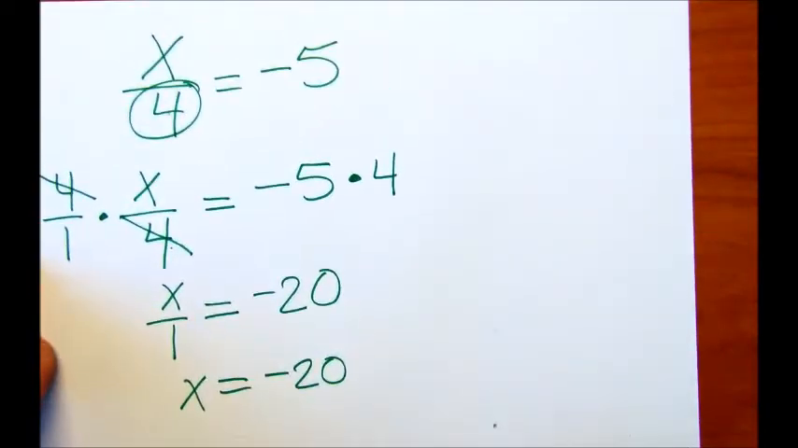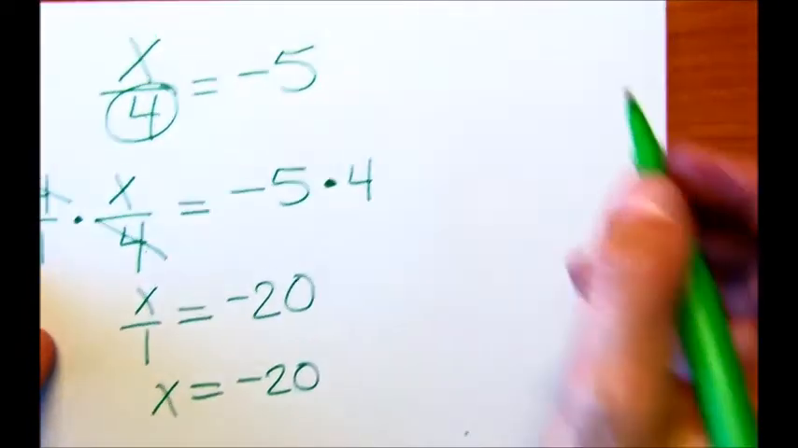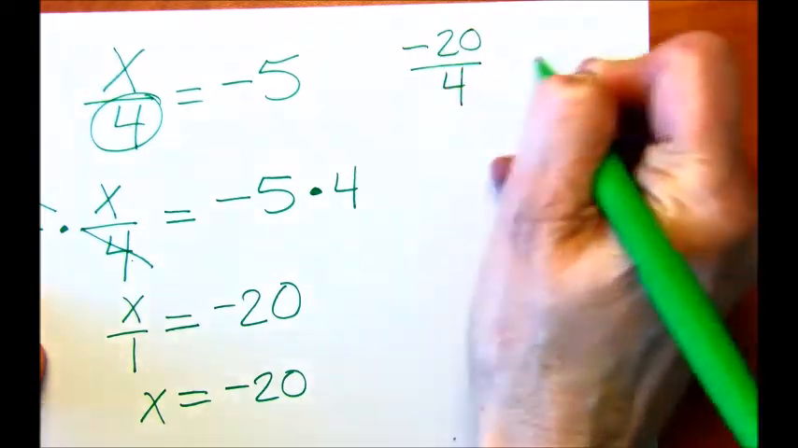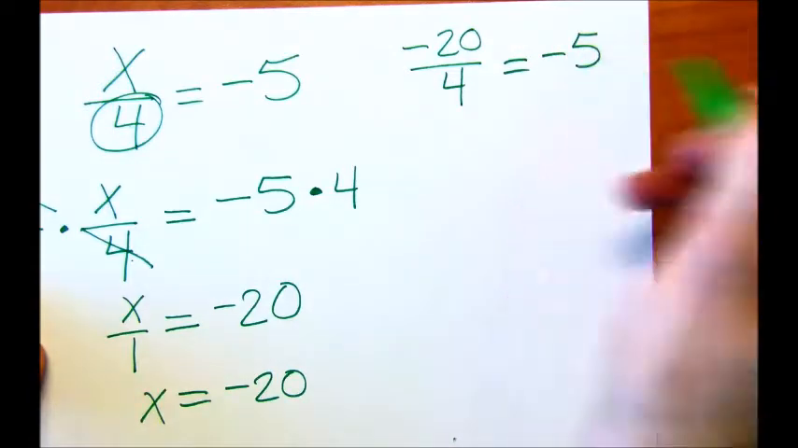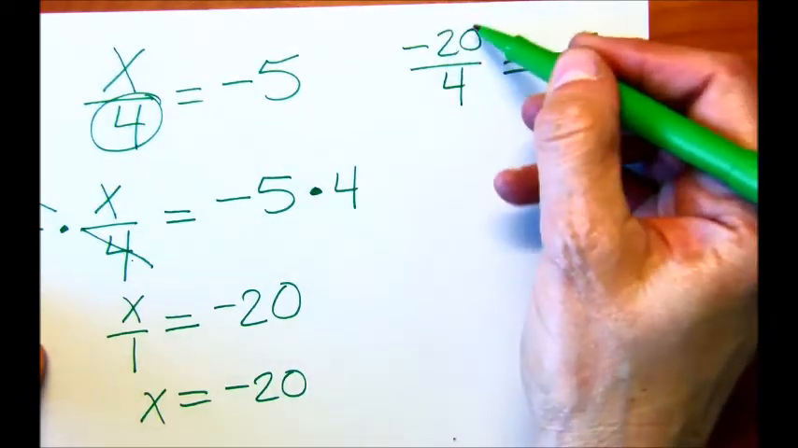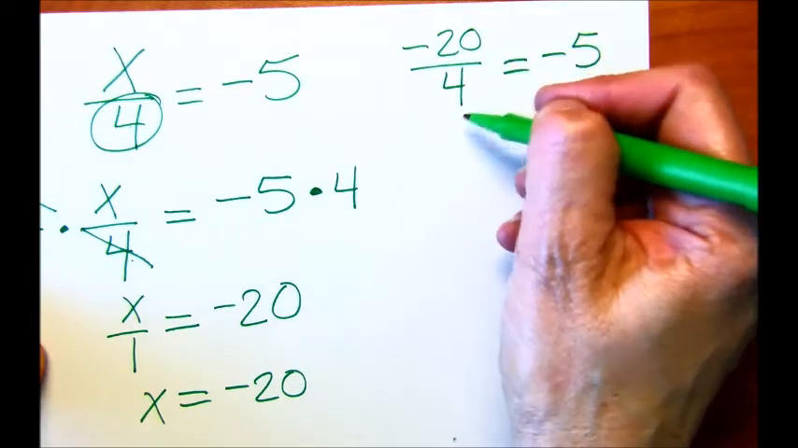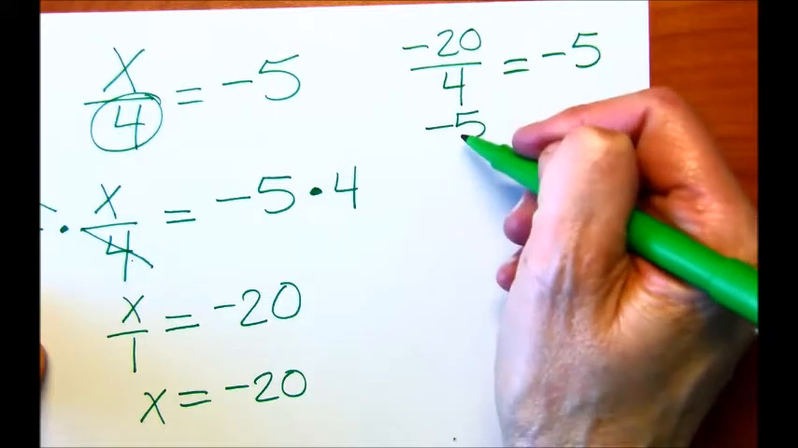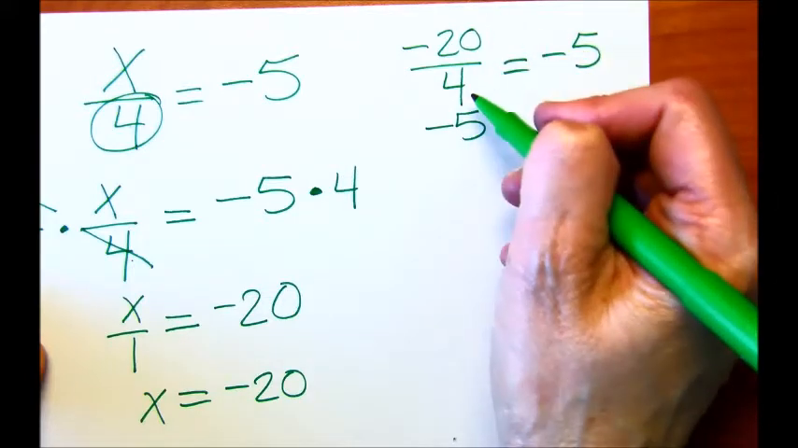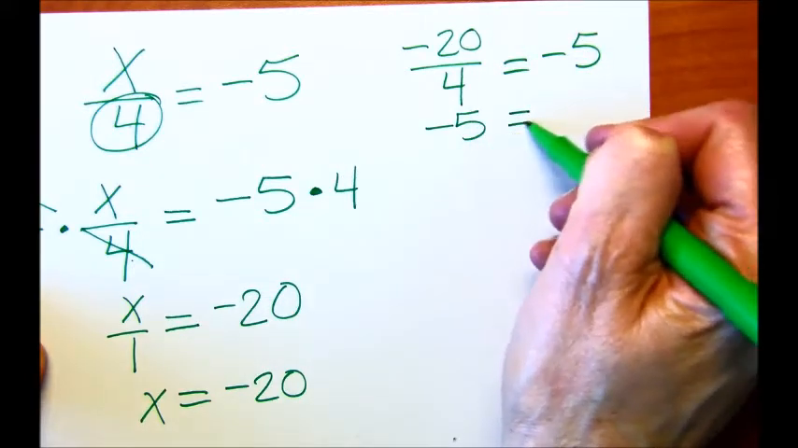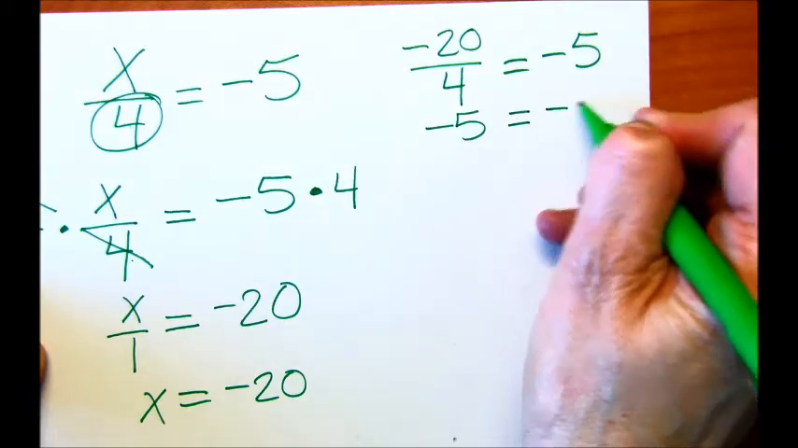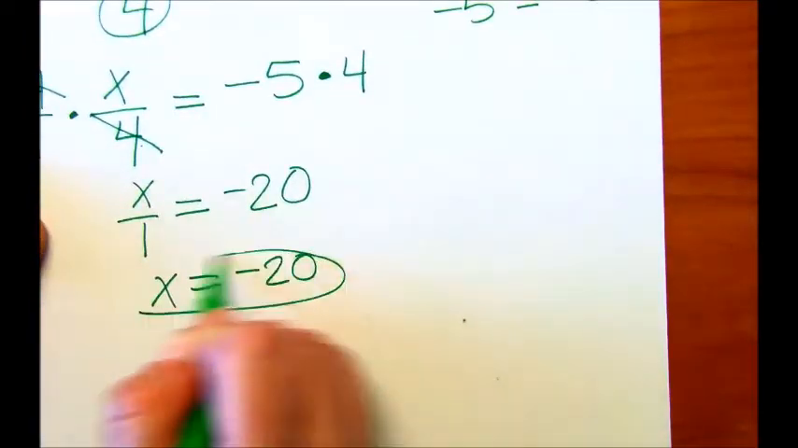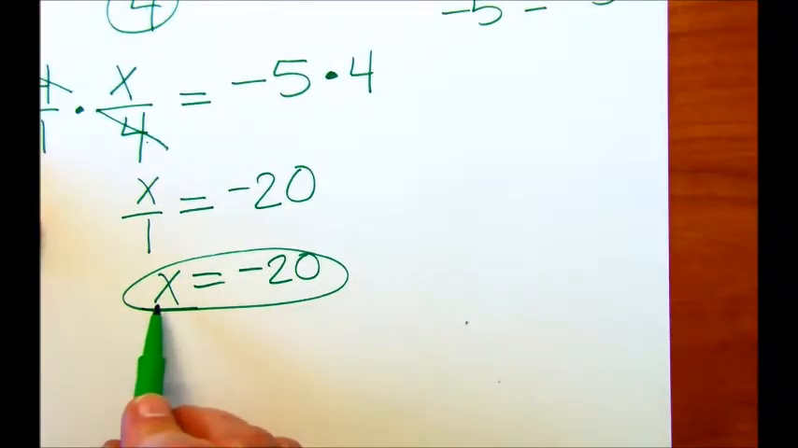So if I plug it back into this original problem here, if I write negative 20 divided by 4, that should give me negative 5. And if you think of it, negative 20 divided by 4 should give you negative 5. A negative divided by a positive is a negative. 20 divided by 4 is 5. That indeed is equal to our original answer. So, I feel pretty confident that negative 20 is the value of x in this equation.